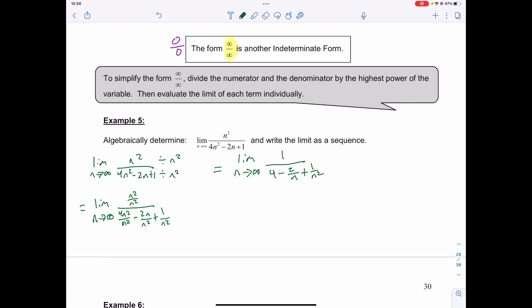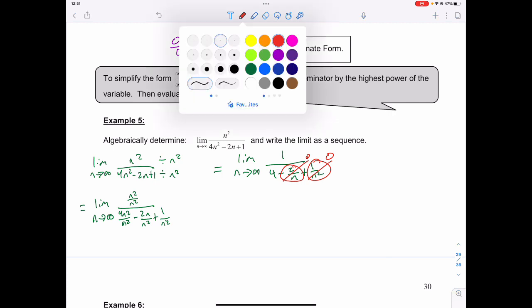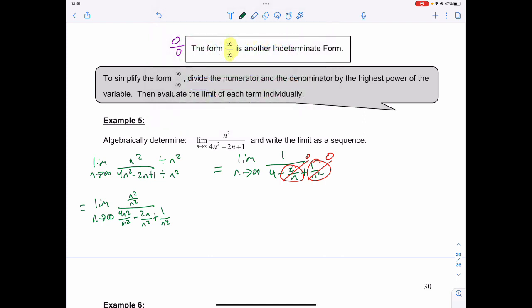And when I take either 2 divided by a number approaching infinity, or 1 divided by a number approaching infinity squared, then this is going to be 2 over a very large number, 1 over a very large number, and those are going to tend towards 0. Which means that if I have 1 over 4 minus 0 plus 0, then I just have 1 over 4. And there's my limit.